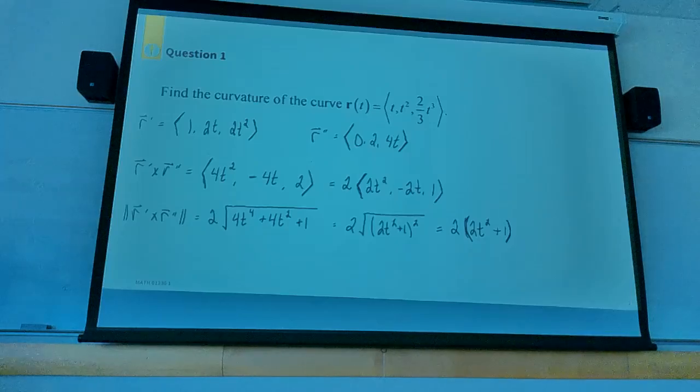2t squared plus 1, is that ever negative? That's why you don't need absolute values. Right? If that was, for instance, 2t plus 1, you would need the absolute values, because that could then be negative.